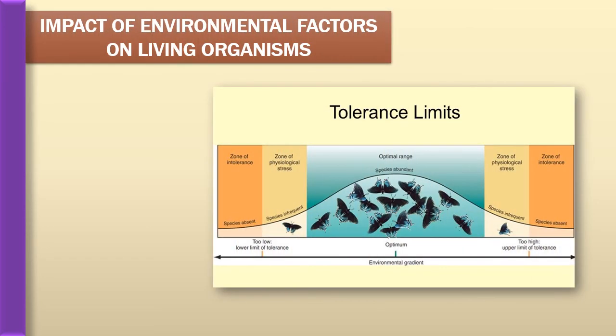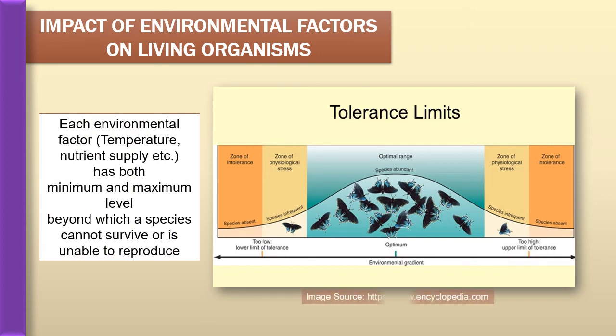This slide clearly describes the impact of environmental factors on living organisms. From the image, it is quite clear that in the optimum zone, the maximum number of species are present. When we cross the optimum zone gradually to the zone of physiological stress, the species number becomes very small. Again, while entering the zone of intolerance, a single species cannot be found.